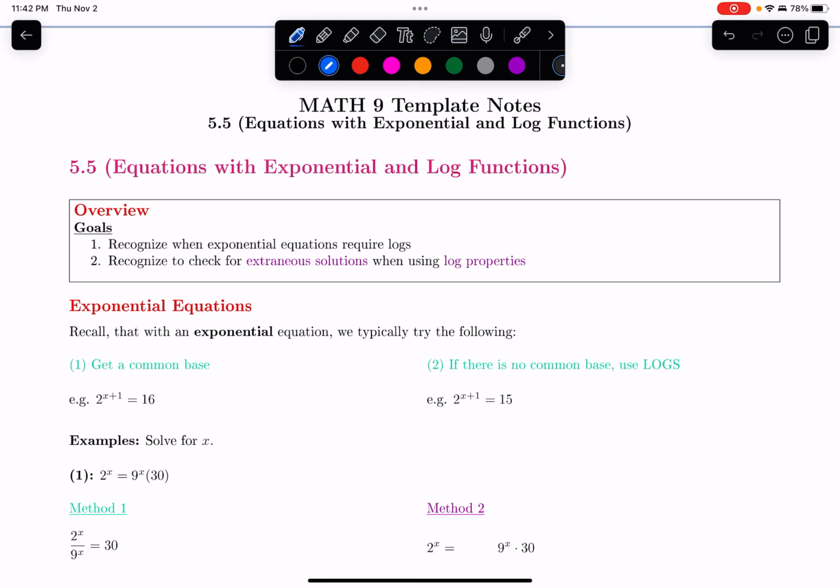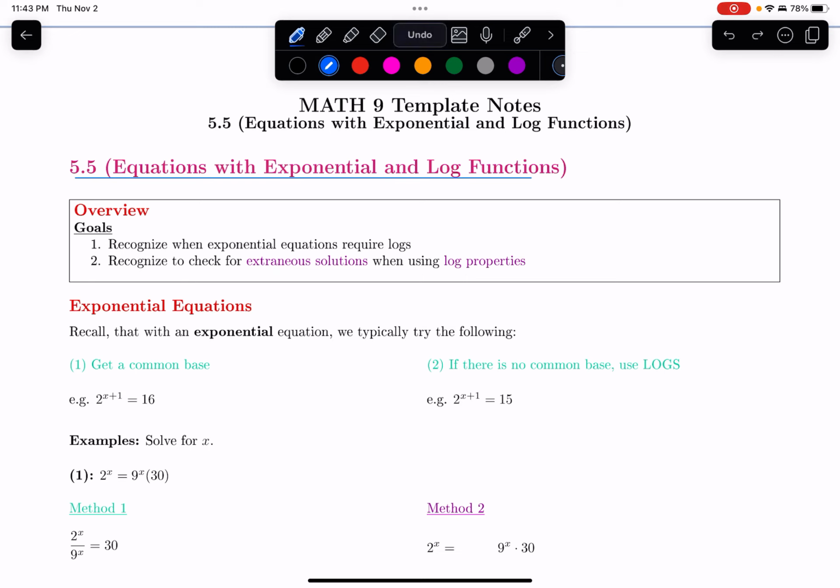In this video, we are starting section 5.5 on equations with exponential and log functions. Our goals for this section are to recognize when an exponential equation requires logs and when it doesn't need them, and also to recognize when we need to check for extraneous solutions when we use log properties.